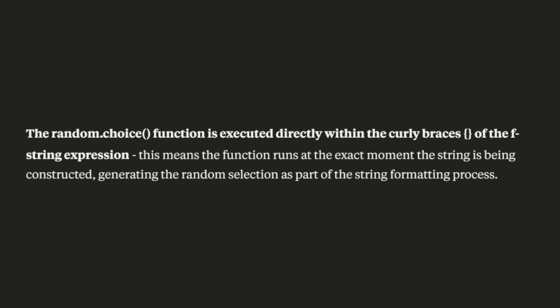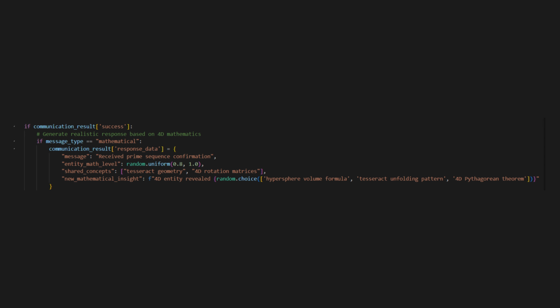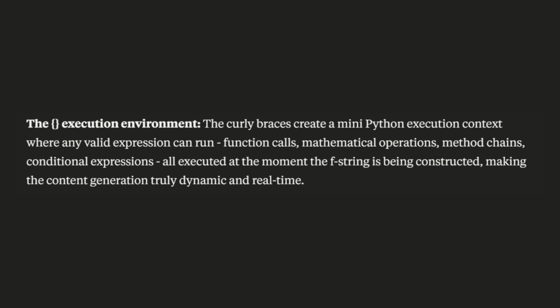So inside the curly braces, random choice executes with a list of mathematical concepts. Each time this runs, random choice selects a different insight. Sometimes 4D entity revealed hypersphere volume formula. Sometimes 4D entity revealed tesseract unfolding patterns, and so on. This creates dynamic content creation with embedded randomness instead of static text.